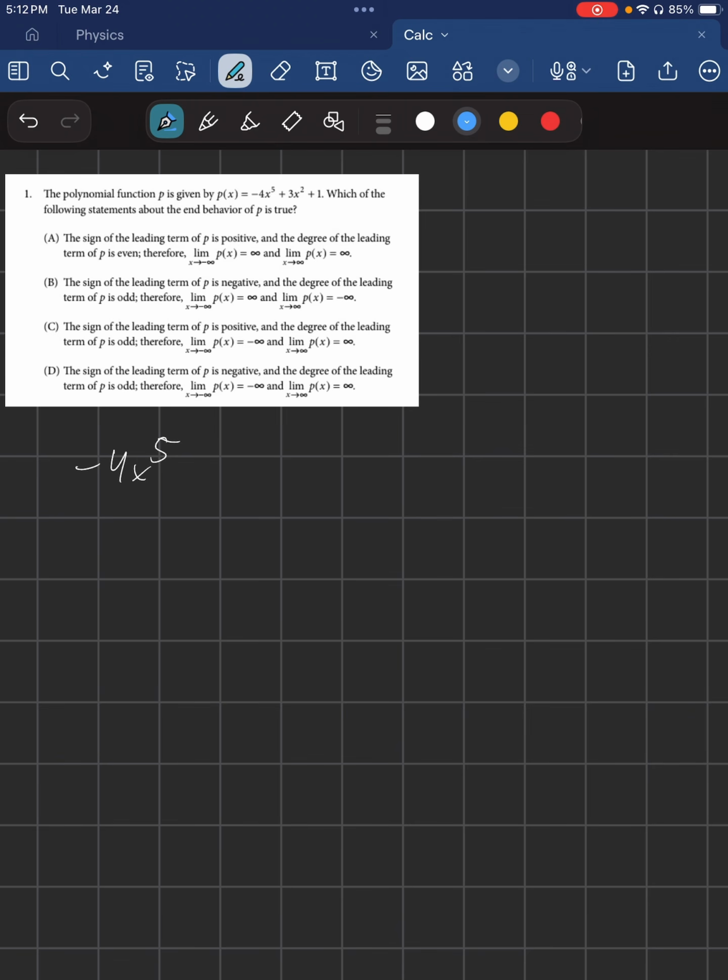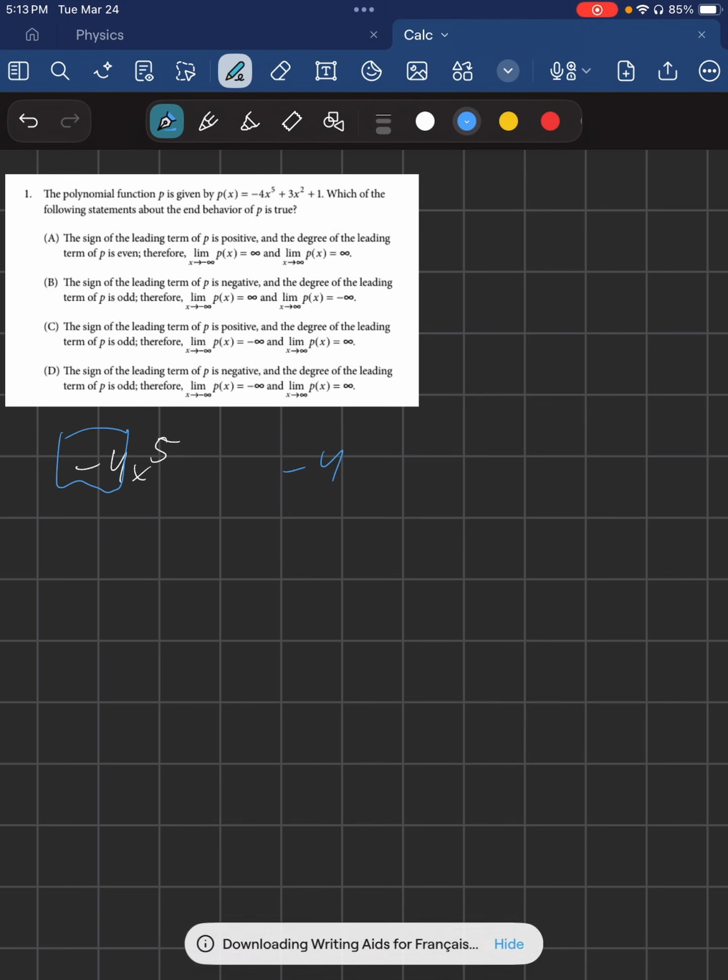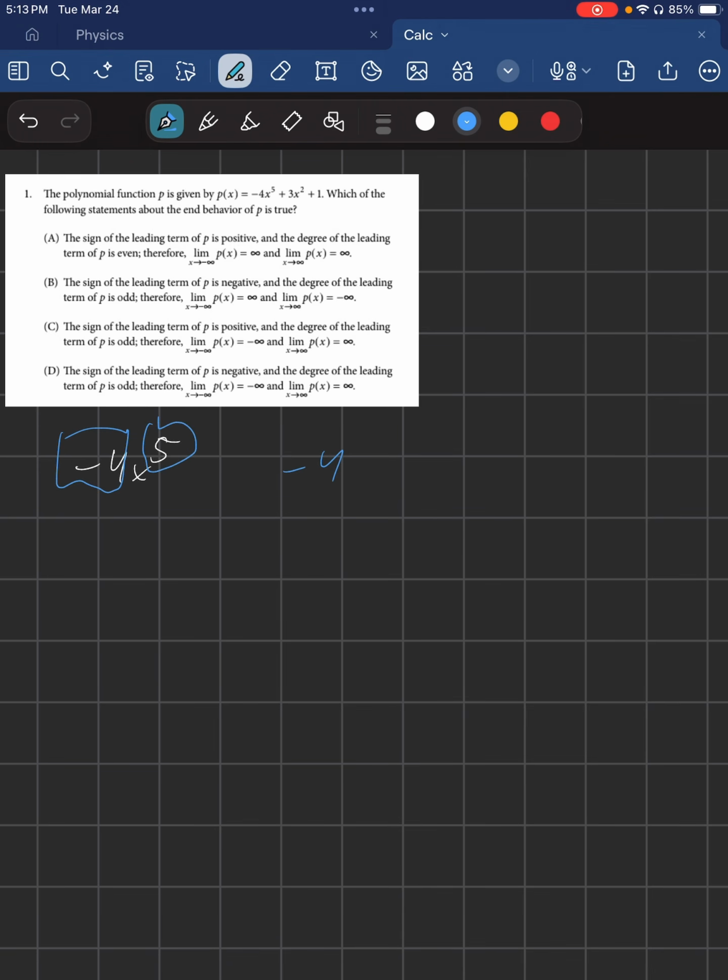Well, this is pretty easy. The leading coefficient of any function is always the part before the variable, which in our case is negative 4. And the degree of our function would be 5, because that's the degree the x is being raised to. And 5 is an odd number, which determines that our function is going to be odd. So odd is p of x.